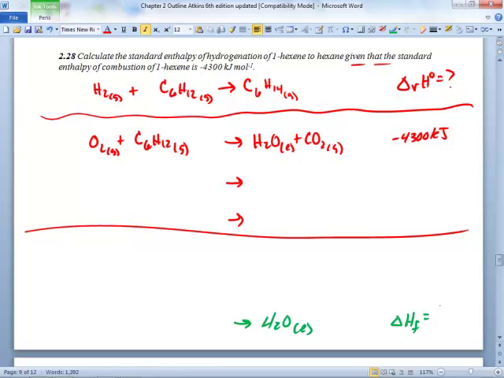H2O liquid. Oh, there it is. It's on page 926 at the very top. It's negative 285.83 kilojoules per mole. So I looked up H2O liquid.